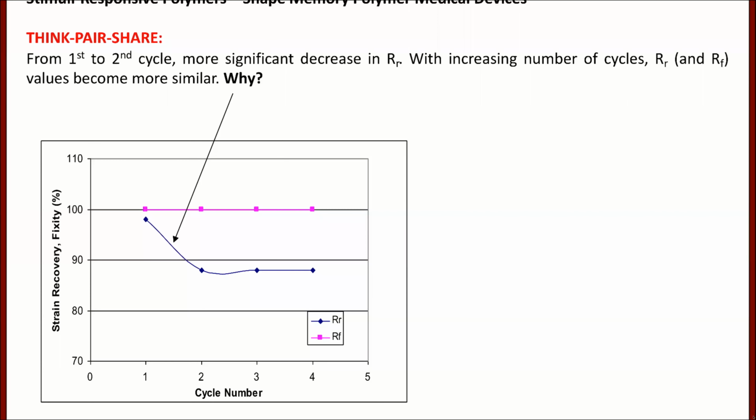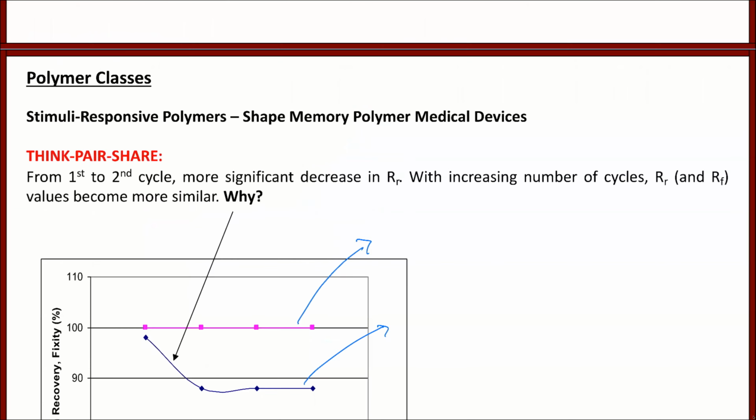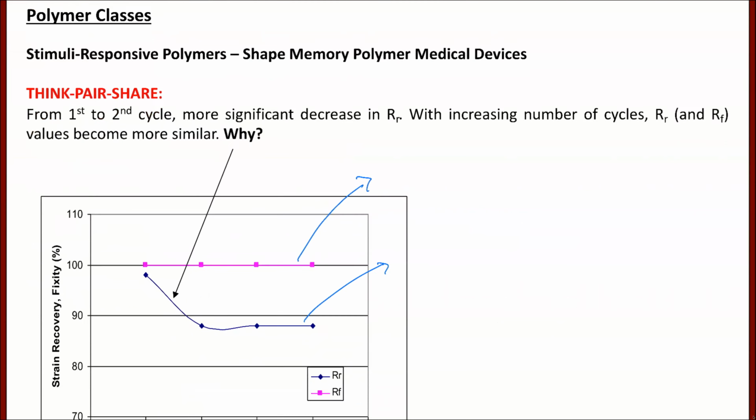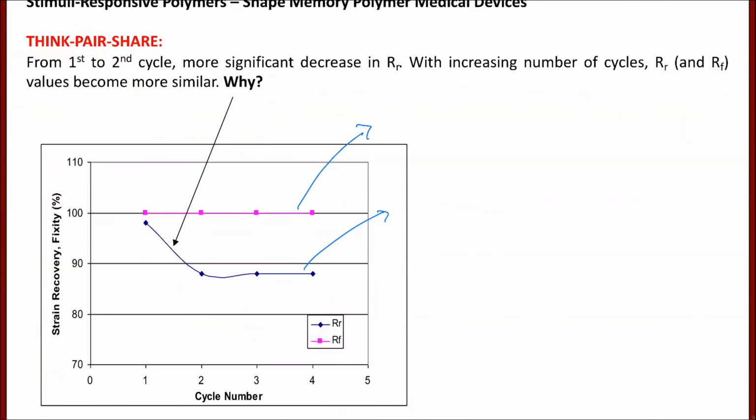So we've got two values on there. The first one that we've got is this RF value. The RF is the strain fixity, so it's the fixability of the temporary shape. And then we've also got the RR value, which is the strain recovery, and that quantifies the extent to which the permanent shape is recovered. So what you can see from this is that the fixability is really good, right? It's 100%, so we can fix it 100% of the time in the temporary shape that we want it in.